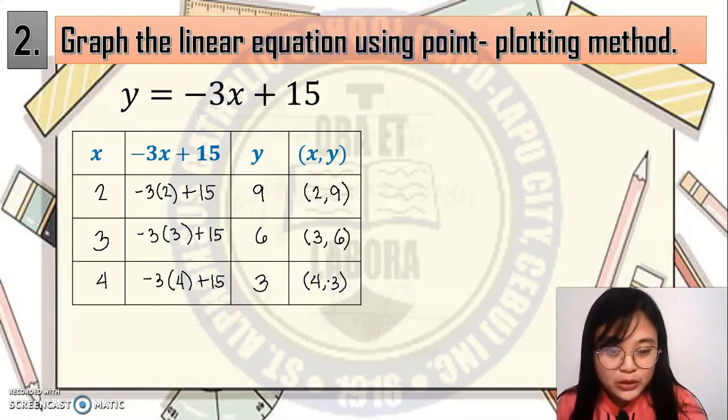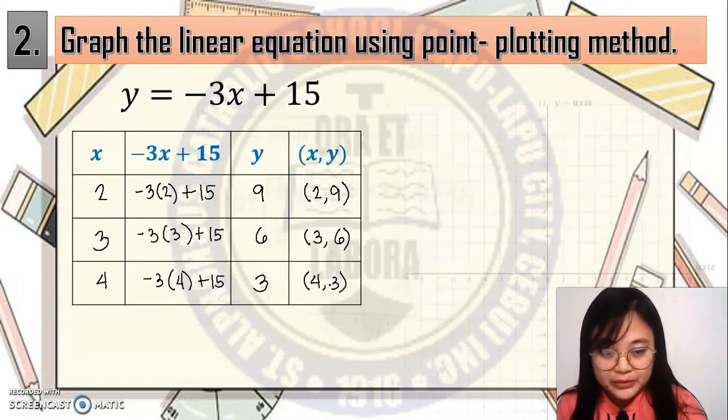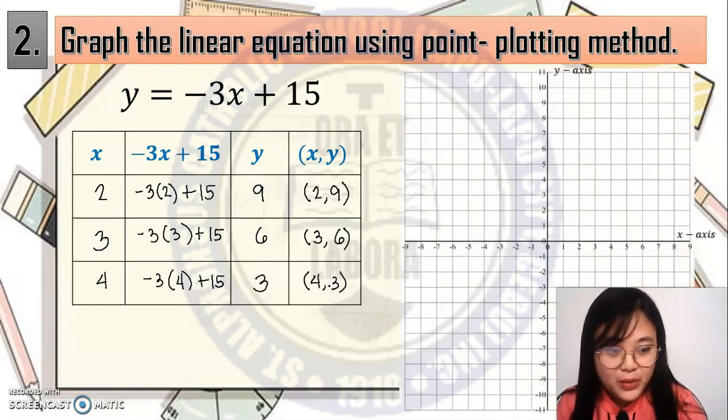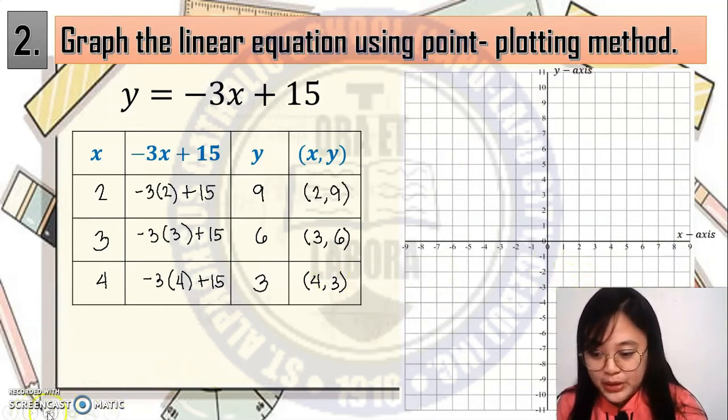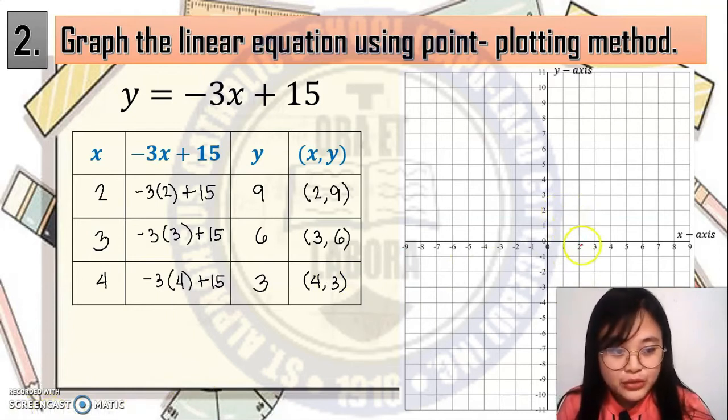Next up, we're going to plot and graph our ordered pairs. So here in our Cartesian coordinate system, we're going to plot our ordered pairs. First is (2, 9). (2, 9) is in this place, and label (2, 9).